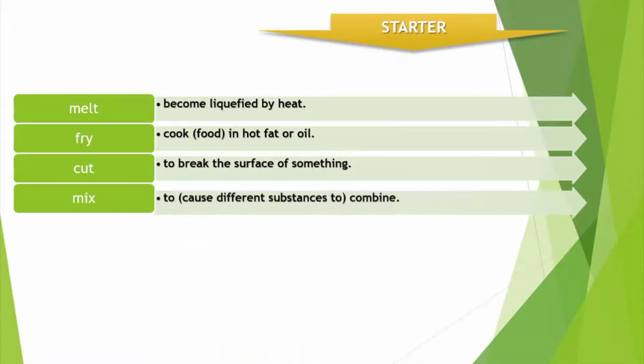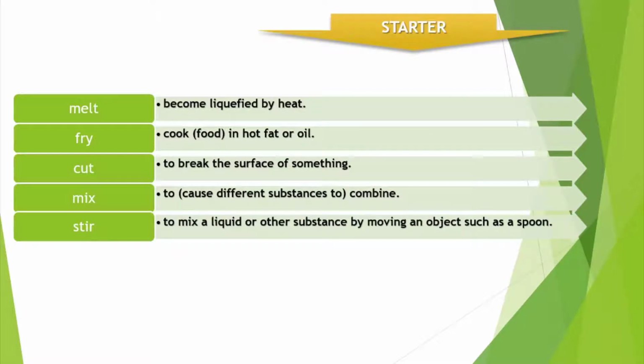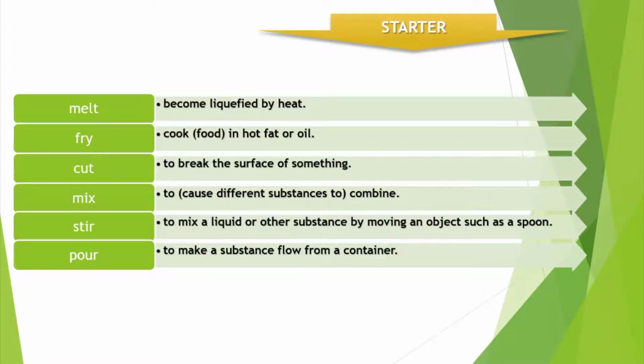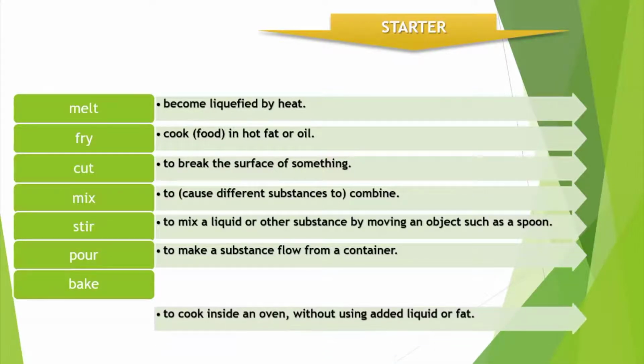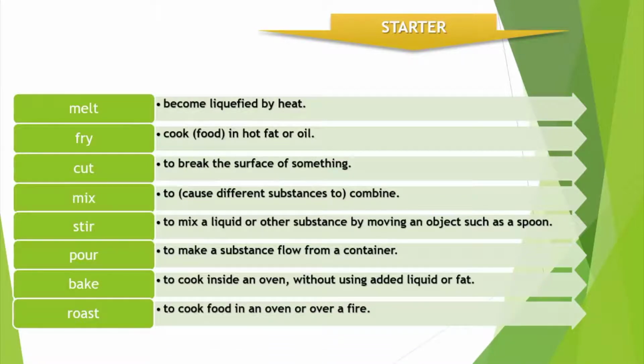Then mix. To mix means to cause different substances to combine. Then stir. To stir means to mix a liquid or other substance by moving an object such as a spoon. Then pour. To pour means to make a substance flow from a container. Bake. To bake means to cook inside an oven without using added liquid or fat. Then roast, to cook food in an oven or over a fire.